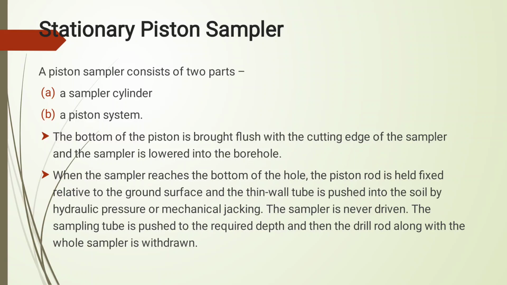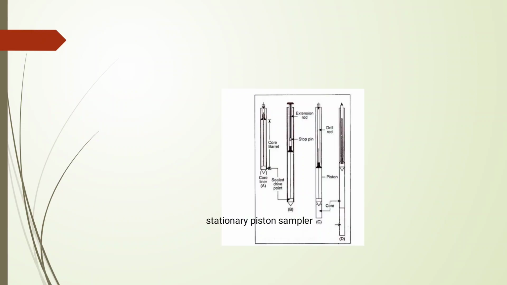Next one is the stationary piston sampler. The stationary piston sampler consists of two parts: the sampler cylinder and the piston system. First the sampler is lowered to the bottom of the hole, and at that time the piston is kept stationary at the ground level. Next, the sampling tube is driven into the soil by hydraulic pressure or mechanical jacking. The sampling tube is pushed to the required depth, and the drilling rod along with the whole sampler is withdrawn from the hole.